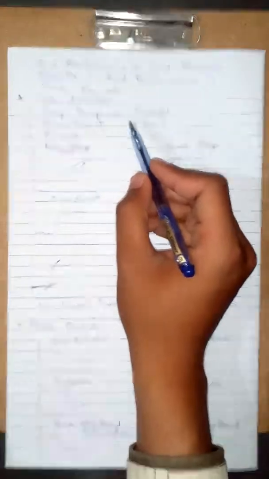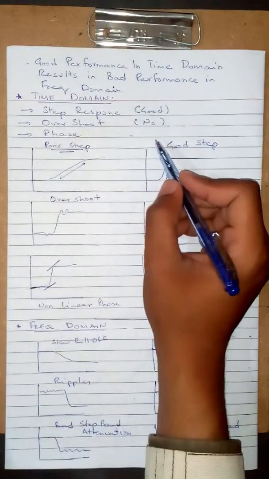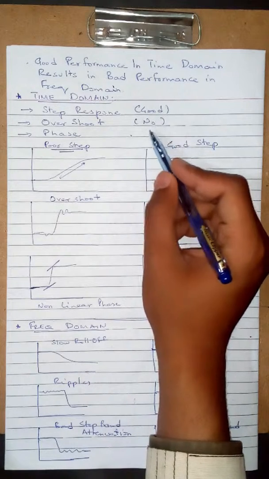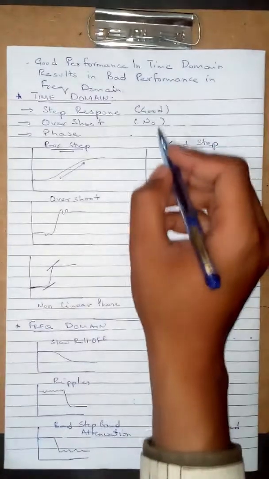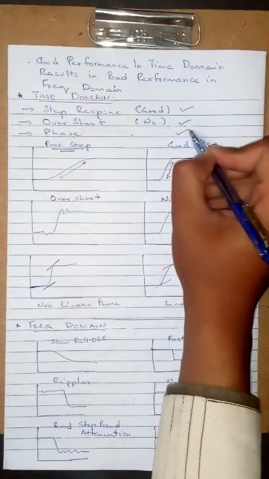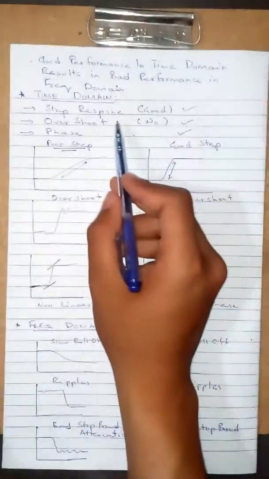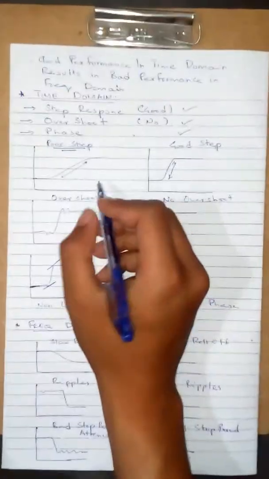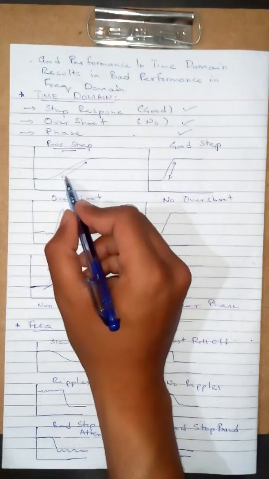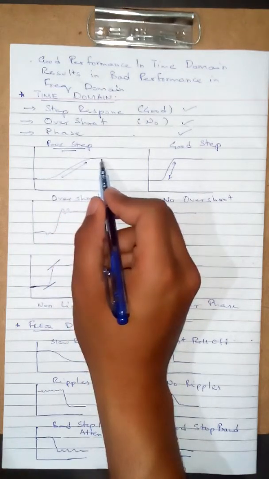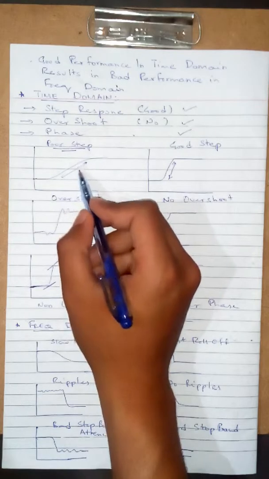In time domain we have three basic parameters to see whether our filter is better or not. The first one is step response, secondly is overshoot, and third is the phase of the filter. Step response should be good. In the examples given below we have two step responses. In the first image, the step response is too slow, and the time taken to reach the maximum value is greater, so it has a poor step response.